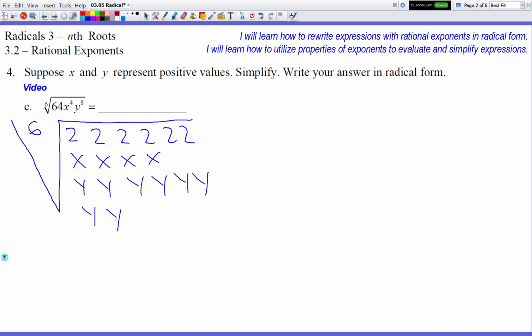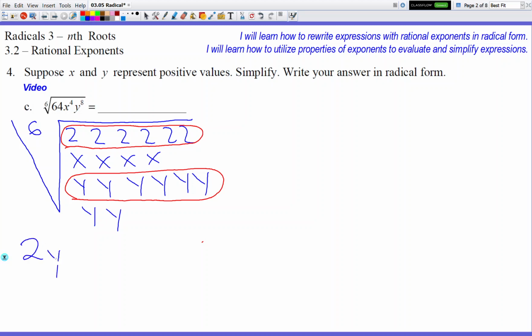Okay, I'm going to get my red pen, and I'm going to circle 6 things that match. So I got 6 2's, and I got 6 y's, and I'm not going to touch the x's because I only have 4. I need 6 to circle them. Okay, so who's going outside? So 2 and a y are going to go on the outside. It's still a 6th root radical. And then I got x to the 4th, y squared.